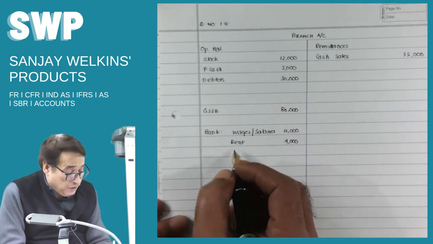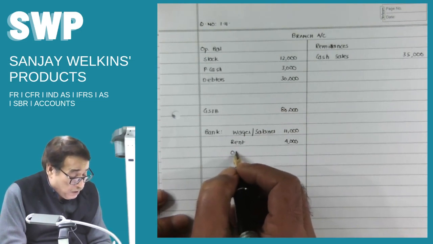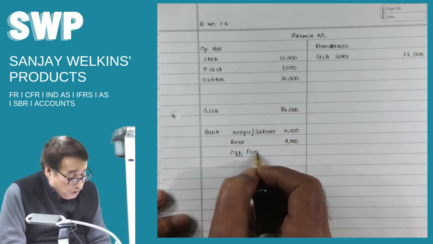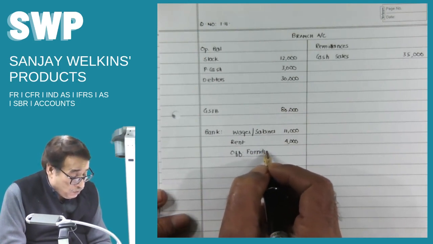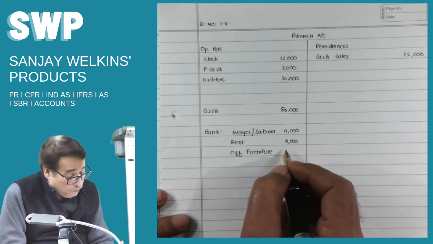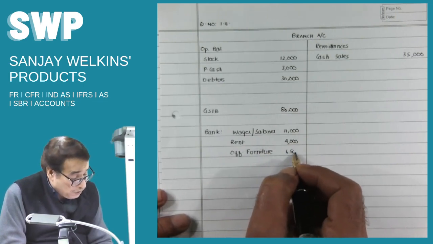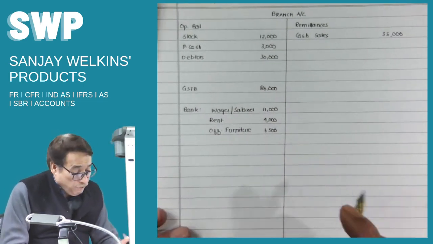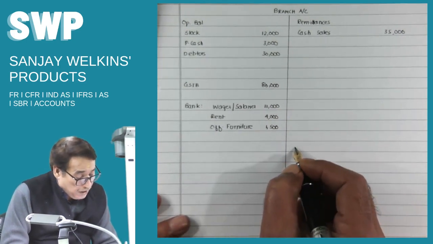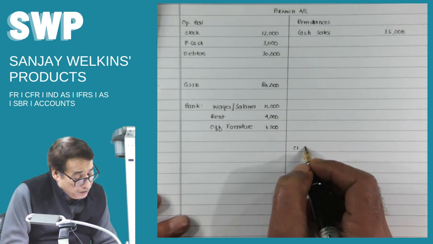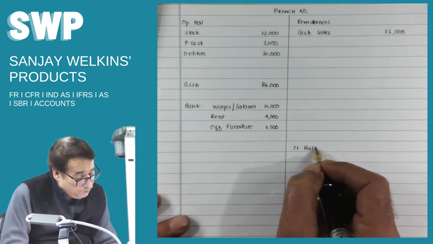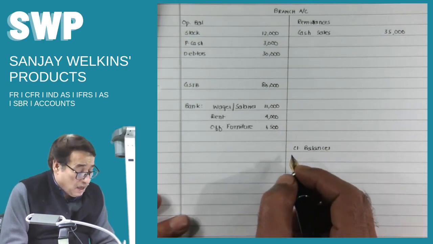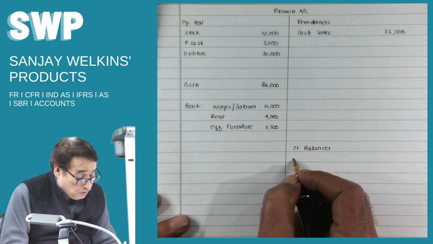Head office has sent a check for office furniture. That means the branch might have needed some furniture, so head office sent 1,500 to buy the furniture. Now, what will be the impact of this? The impact will be seen later on when I am going to write the closing balances. In the closing balance, I will write office furniture also.